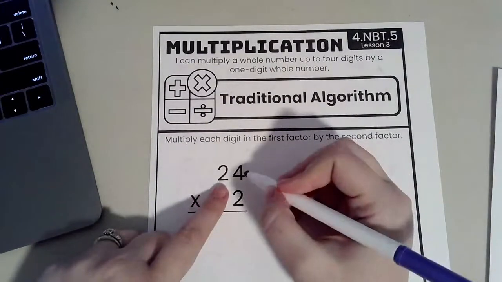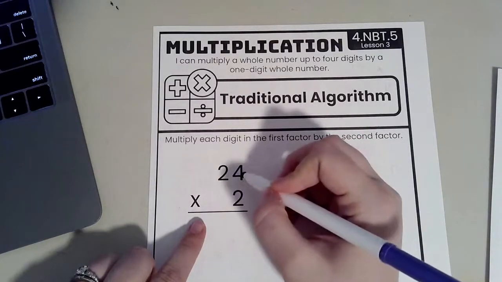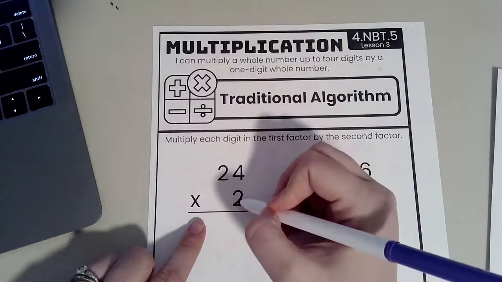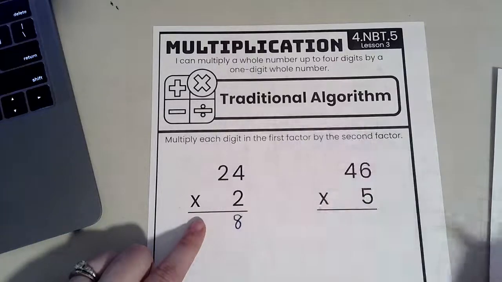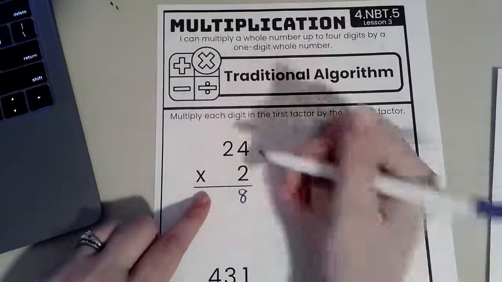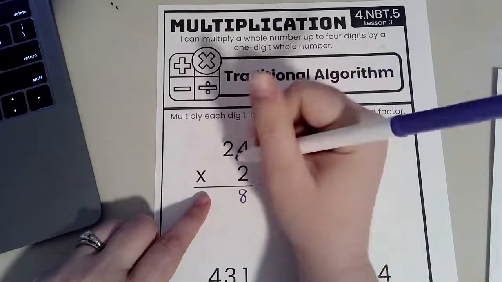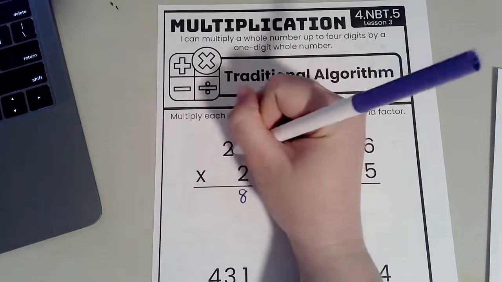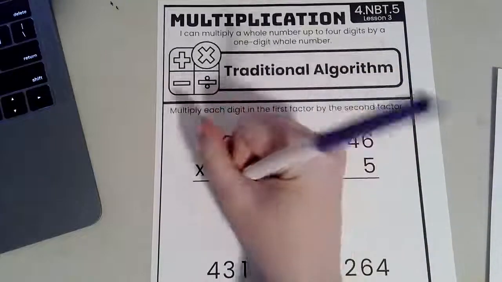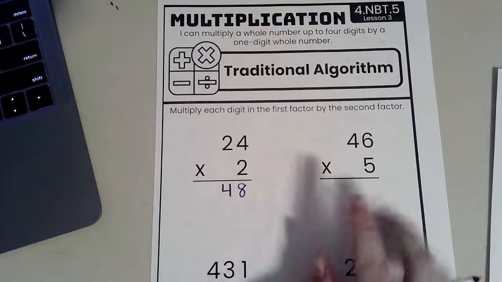So our first step is we're going to multiply the ones in this number by the ones in this number. So 4 times 2 is 8. Okay. Now that we did the ones, we're going to do the tens times this number. So 20 times 2, but we're not going to call it 20. It's just 2 times 2. 2 times 2 is 4, but it does end up in the tens column, so it is 48, okay?